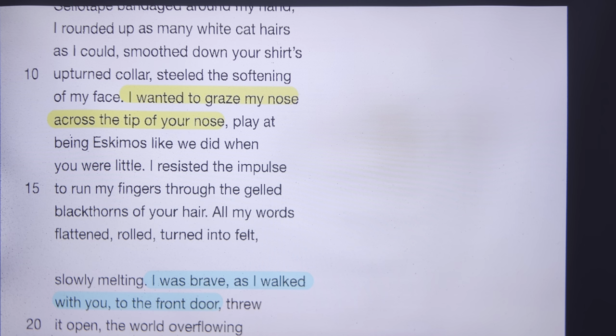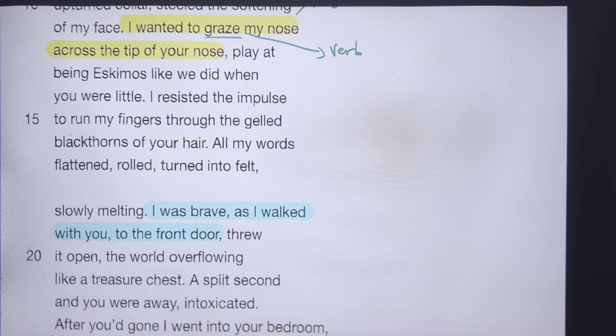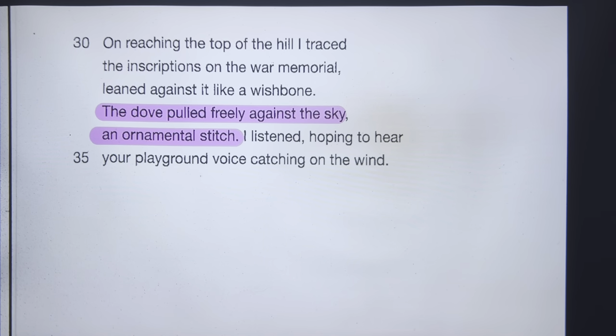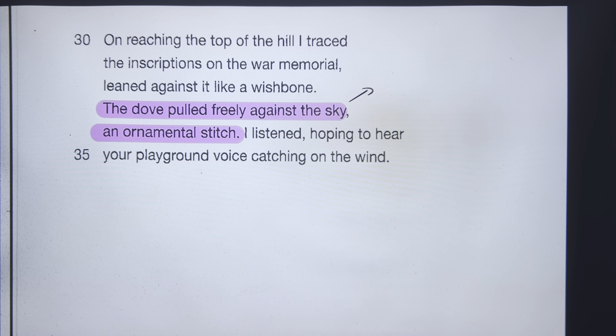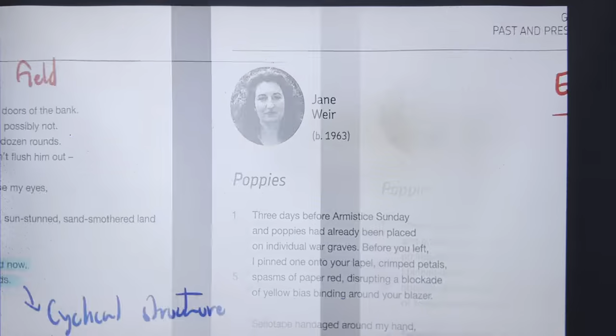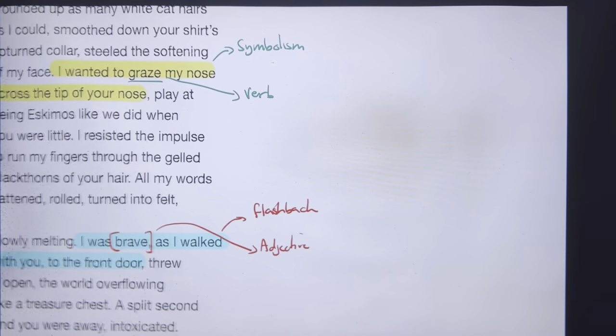I want you to graze my nose across the tip of your nose. Our poem with symbolism. And I would zoom in to the verb of graze. Then I was brave as I walked with you to the front door. I would talk about the structural technique of flashback, and I will talk about the adjective brave. And then, guys, this for me here is the Volta, and I would zoom in to the verb pulled.